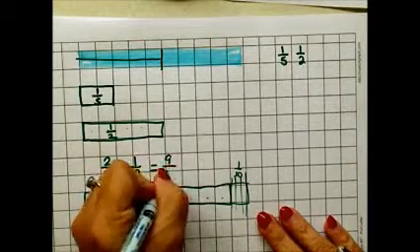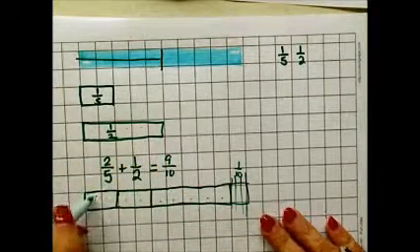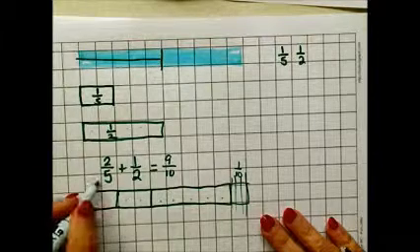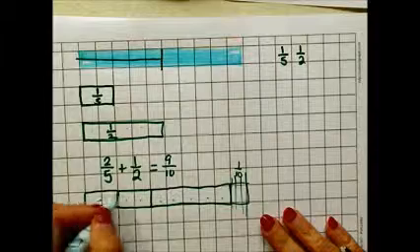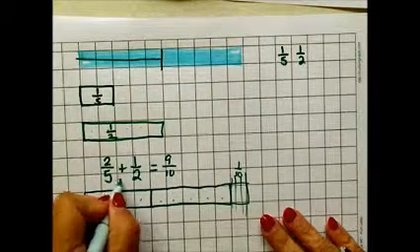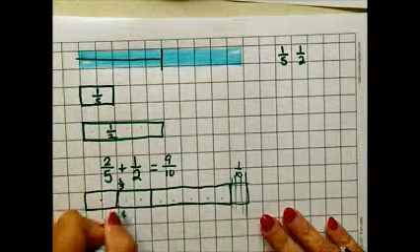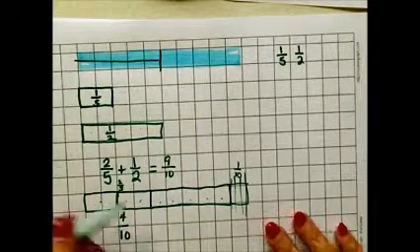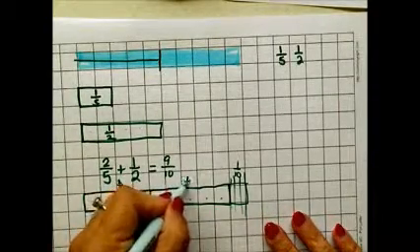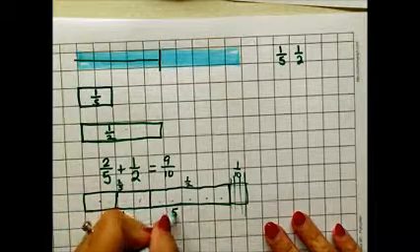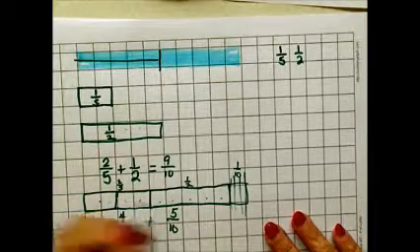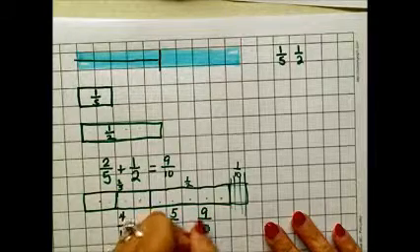Let's see. Okay, I have 2/5, which is the same thing as 4/10. And then I have 1/2, which is the same thing as 5/10. And when I add those together, I get 9/10. Okay?